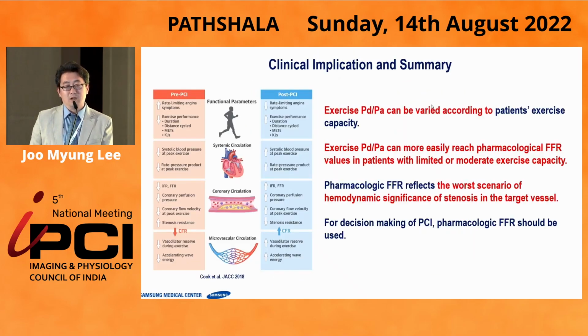So this is my final slide. The exercise PDPA, which means the hemodynamic status during exercise, can vary according to the patient's exercise capacity. Exercise PDPA can more easily reach the pharmacologic FFR value in patients with limited or moderate exercise capacity. And pharmacologic FFR reflects the worst-case scenario of hemodynamic significance of stenosis in the target vessels. Therefore, for decision-making of PCI, I think pharmacologic FFR should be used.